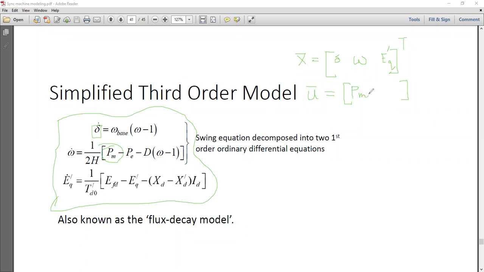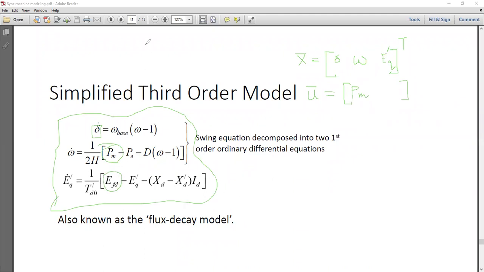Anything else? If you only provide mechanical power and you do not provide any excitation voltage, will it work? Will it give you any voltage output? No. So we need some excitation voltage. So what is that?